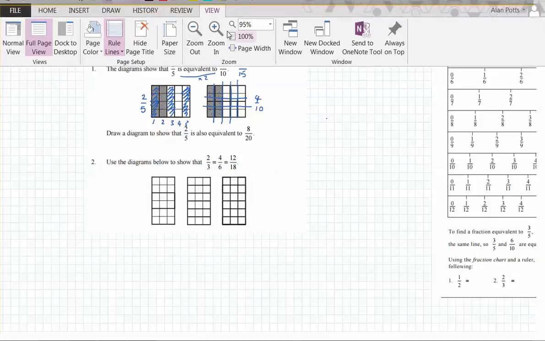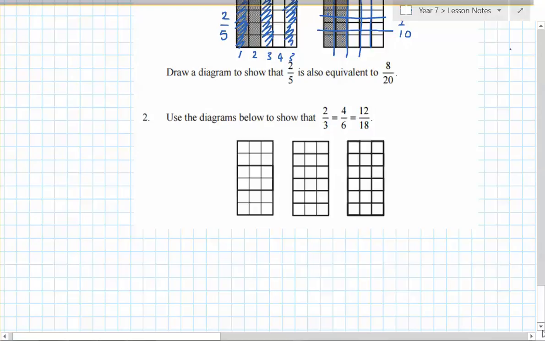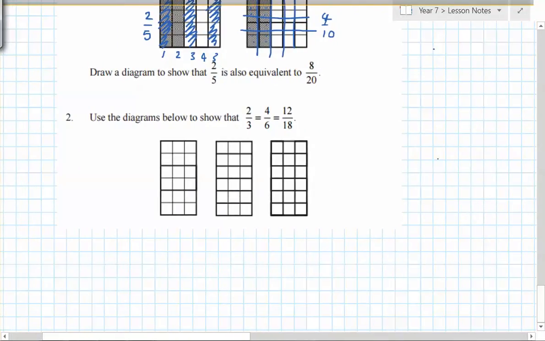So we've got these two diagrams. Let me make them bigger for you. We've got to show that 2/3, 4/6 and 12/18 are equivalent. Now, I'm hoping that without the diagrams you could tell me why they're equivalent anyway, and then we'll look at the diagram. So how do I know that 2/3, 4/6 and 12/18 are equivalent?